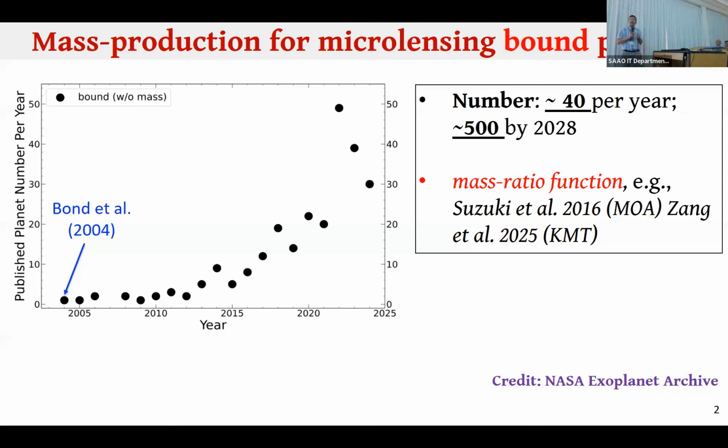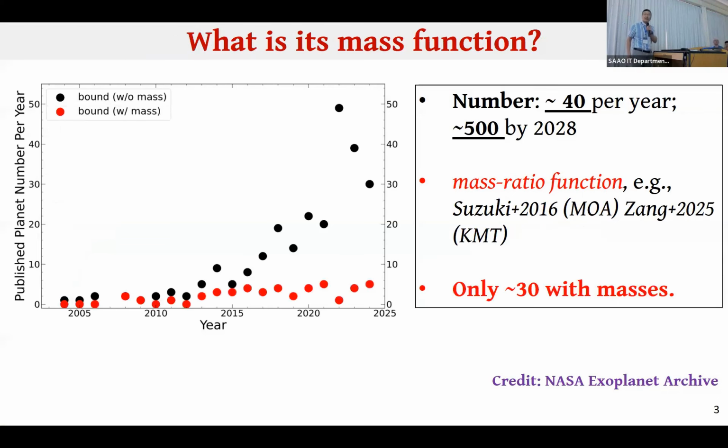Our field really has made tremendous progress in the last few decades. You can see we are now discovering about 40 extrasolar planets per year, and by 2028 the number may reach about 500. And we have made progress in putting constraints on the mass function, although it's still controversial. This is because currently we have only about 30 planets with firm mass determinations.